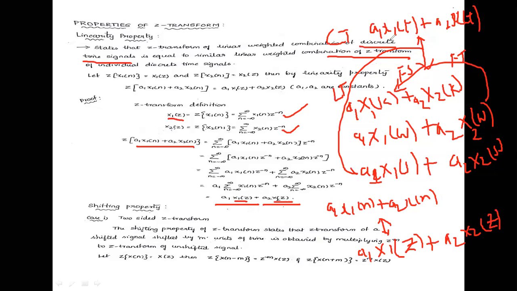You just substitute the combined signal in the time domain and simplify it to get the Fourier series X of k, Fourier transformation X of omega, Laplace transformation X of s, and Z transformation X of z. Got it, my dear students?